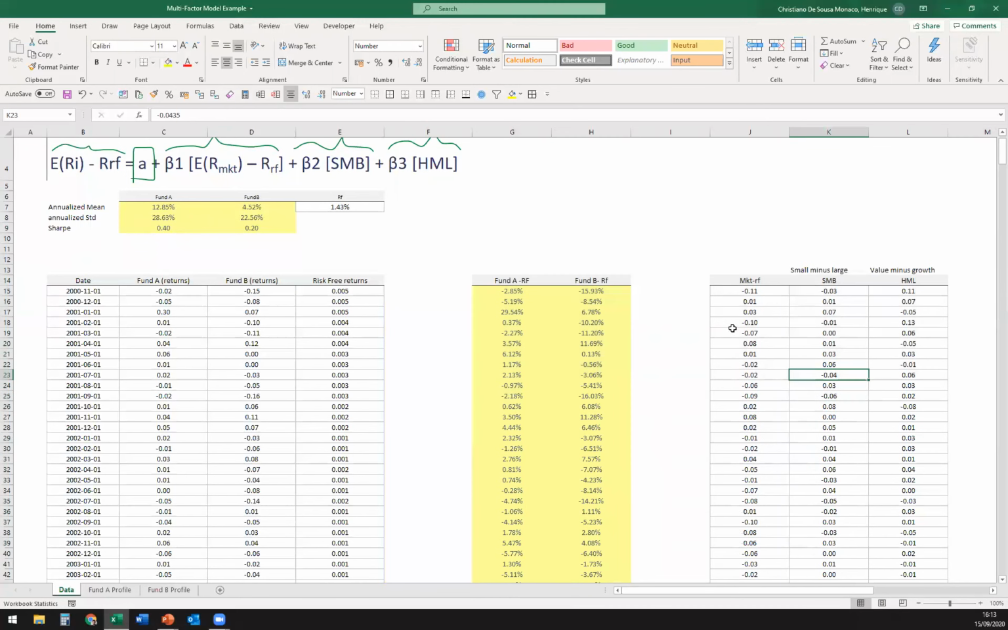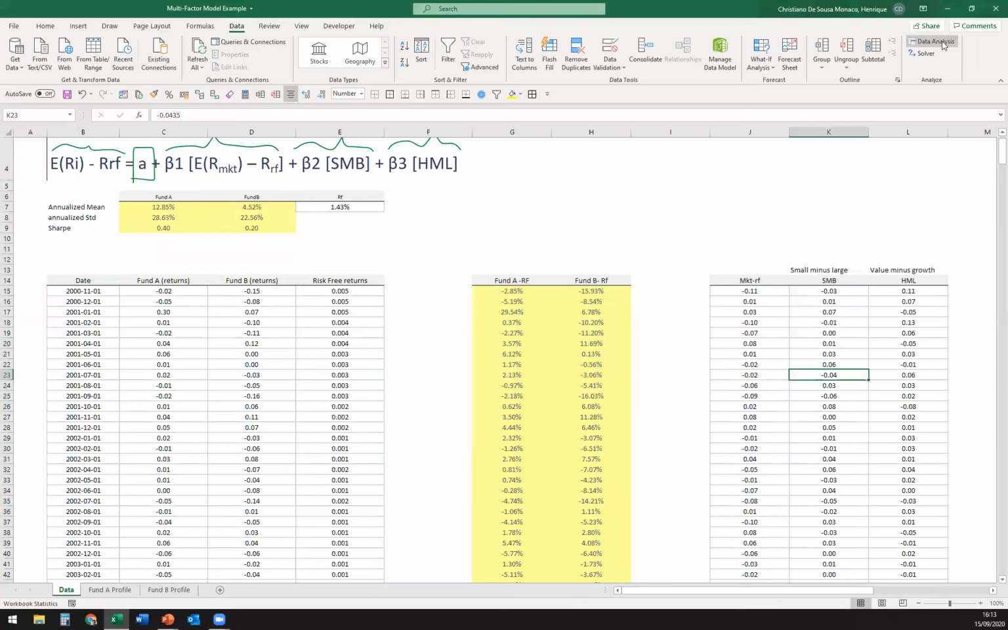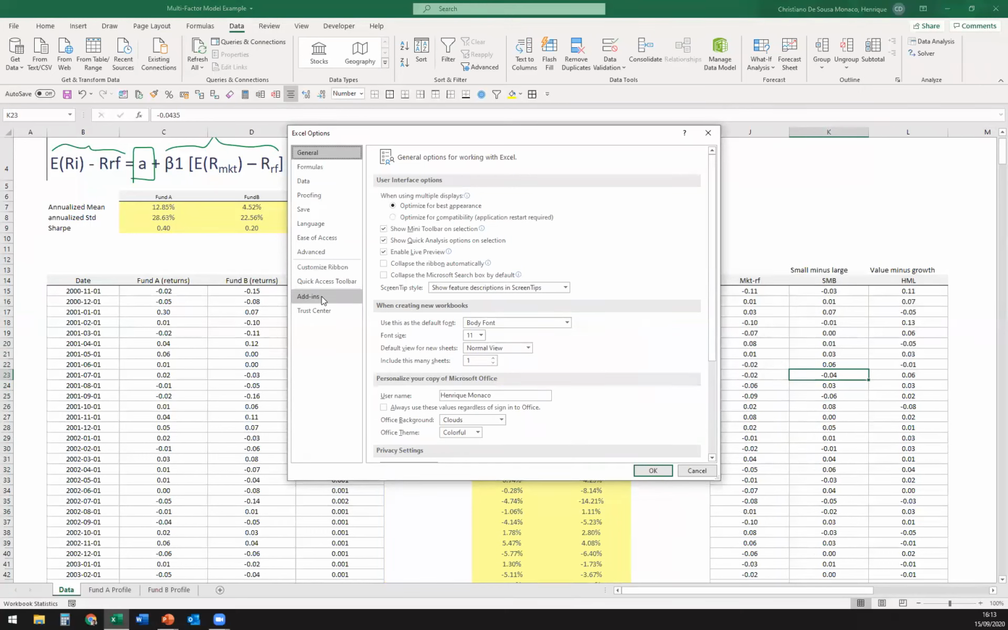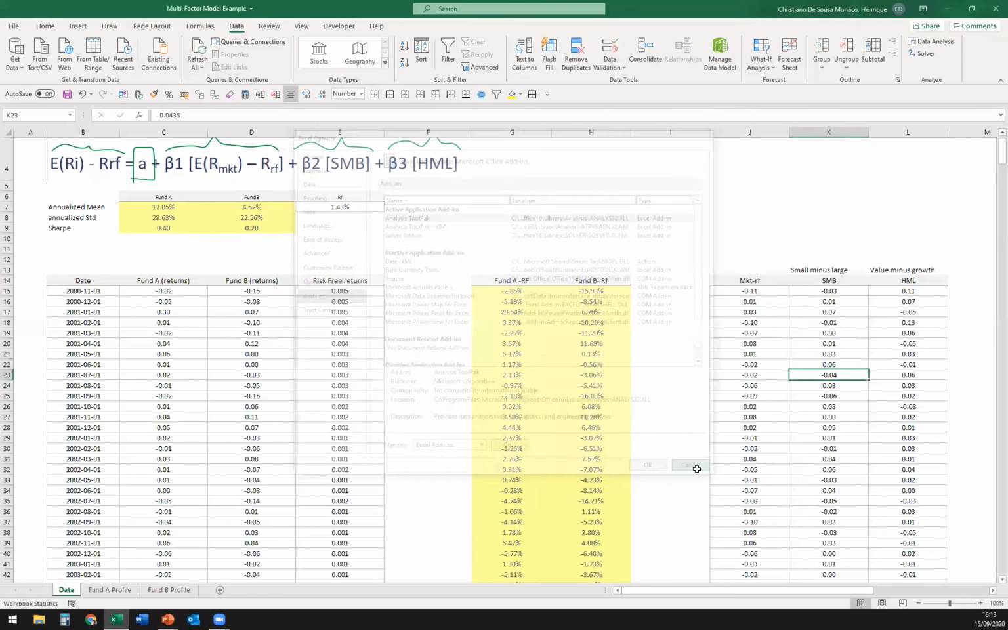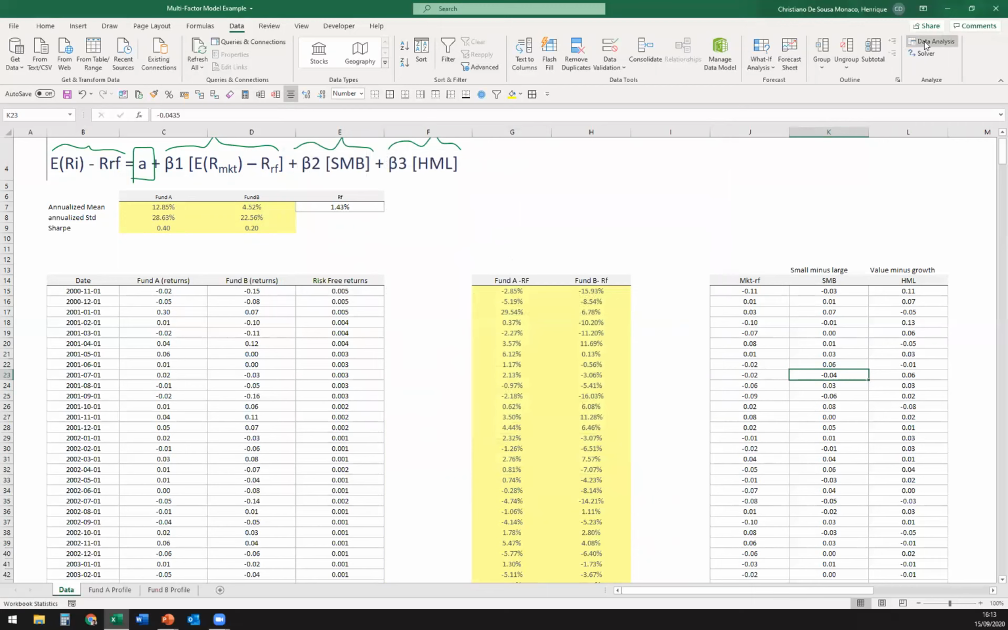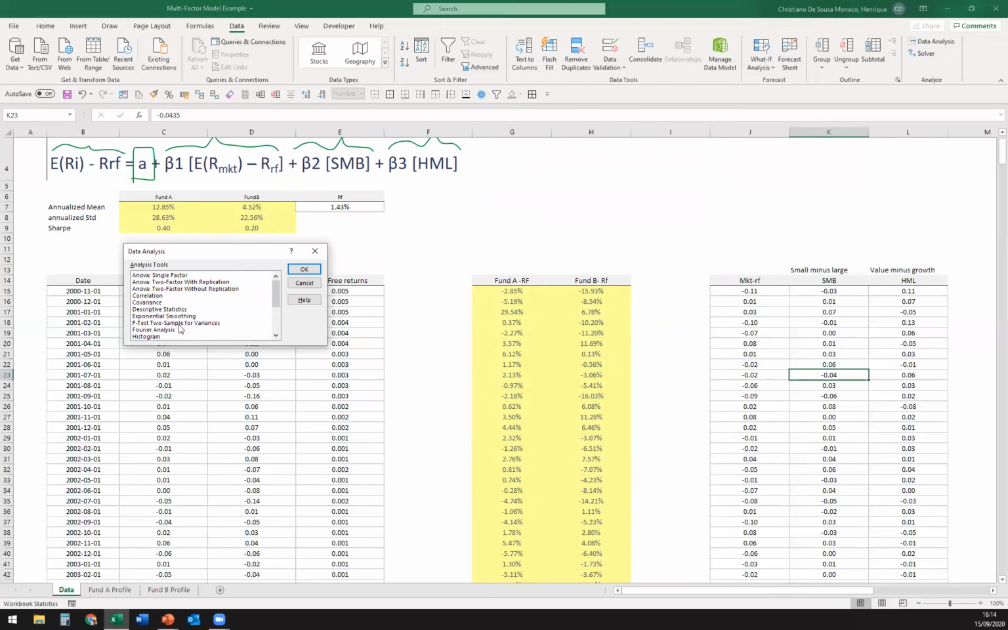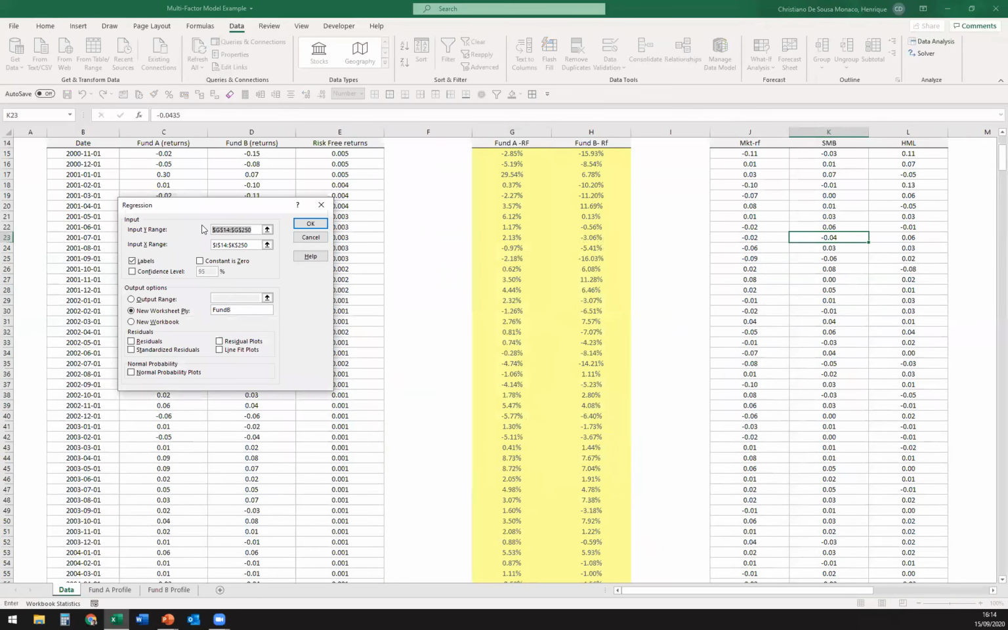To do that, on Data I have Data Analysis, which is an add-in that you should be able to pull up by clicking on Add-ins and the Analysis ToolPak. Just hit Go if it's underneath, but I have it installed already. I will click here, search for Regression, and hit OK.